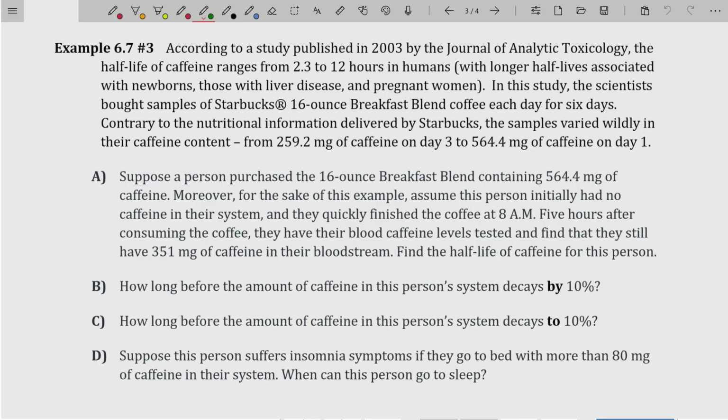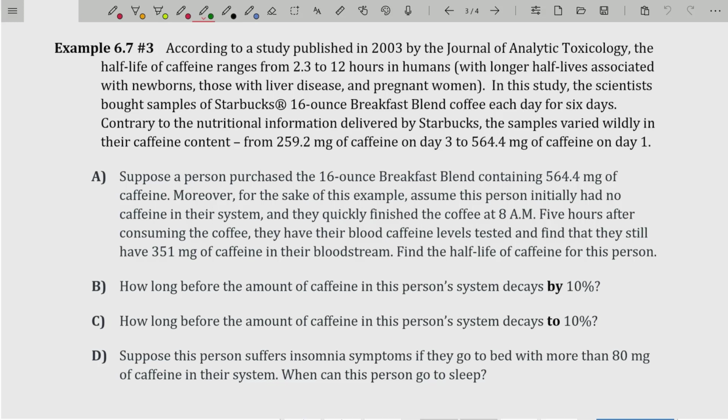This looks like a big old example, and it actually is somewhat of a large example, but it's fast. So this again is real world. According to a study published in 2003 by the Journal of Analytic Toxicology, the half-life of caffeine ranges from 2.3 to 12 hours in humans. So if you have a cup of coffee, roughly 2.3 to 12 hours later, half of the caffeine you had is still in your system.